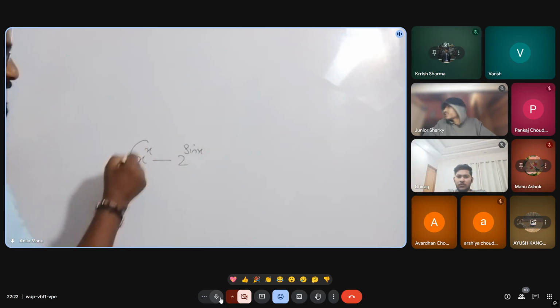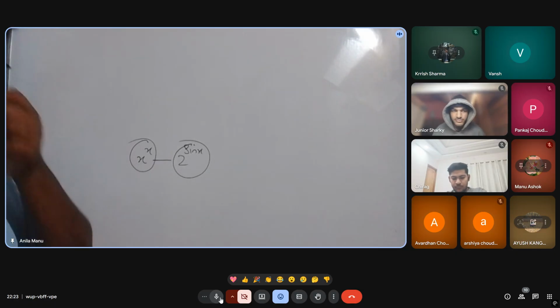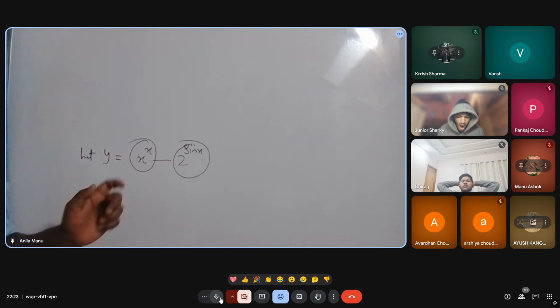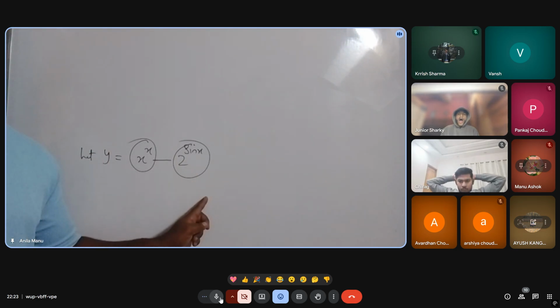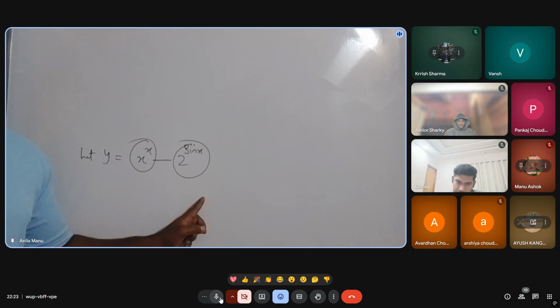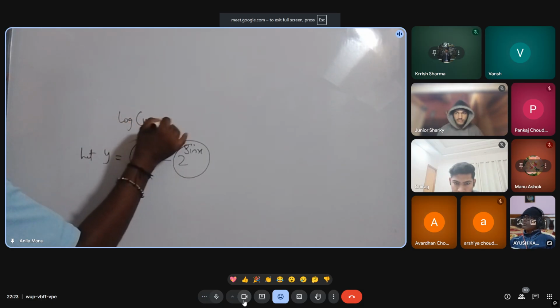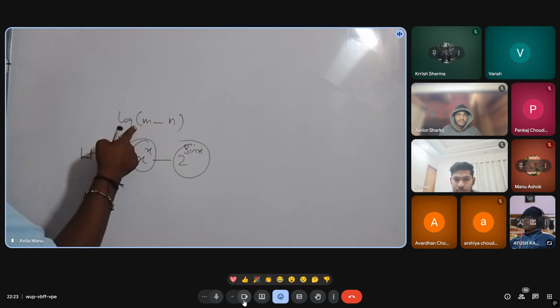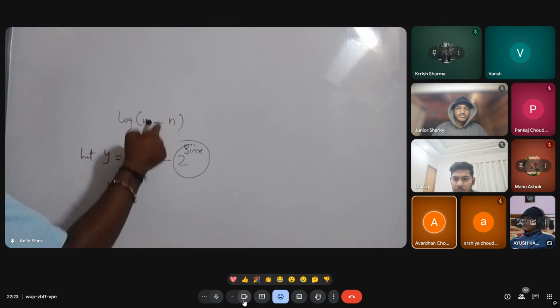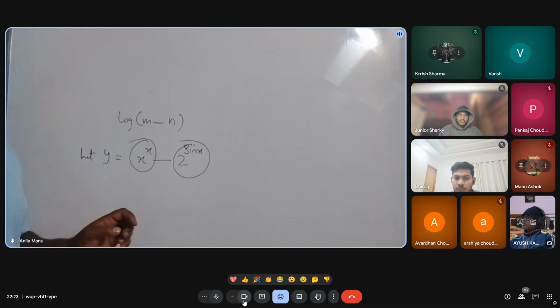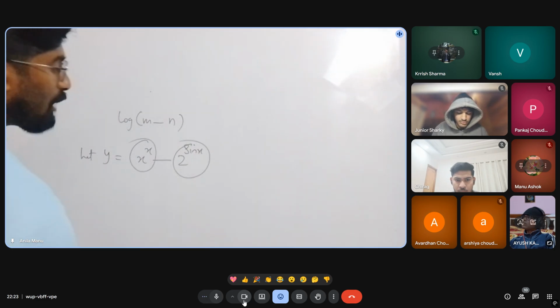See, x raised to x is one function, 2 raised to sine x is another function. So you can write in the beginning the given function as let y is equal to, but after that you don't take logarithm immediately, because if you take logarithm on both sides, you get log y is equal to log of m minus n. You don't have a log of a difference of two functions. Log of product or log of quotient you have, and the result is the sum of their logs or the difference of their logs. Log of difference is not there. So in this case, how to solve questions?